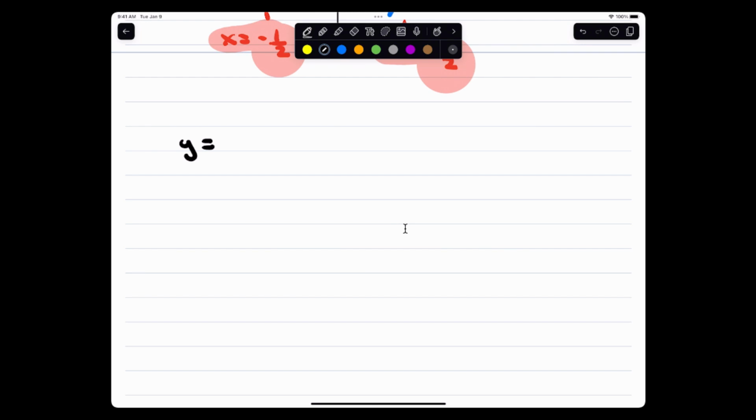So let's try something like this. How about y equals 5 tangent, see if you guys can see this, 5 tangent x over 3. Okay, x over 4.